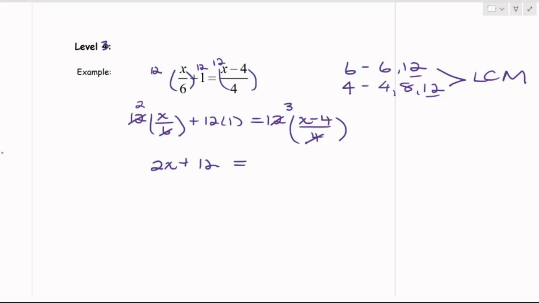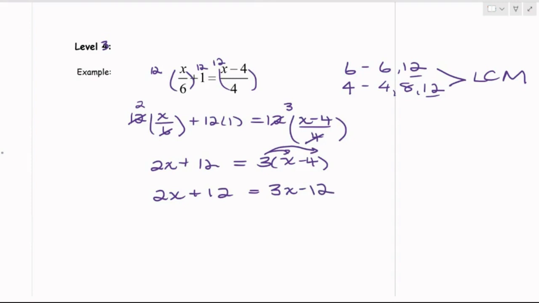So I'm going to multiply this 3 to everything inside the bracket. Let's take it slow. I'm not going to do everything in one shot. I don't like to skip too many steps because this way I can catch my mistakes in action. So 2x plus 12 is equal to, now if we are distributing or expanding, we get 3 times x, which is 3x, and 3 times negative 4, which is negative 12.